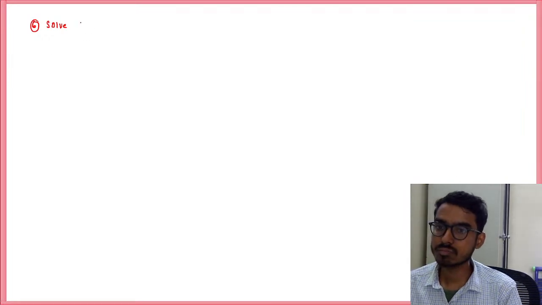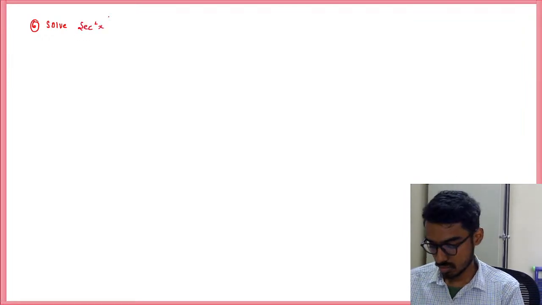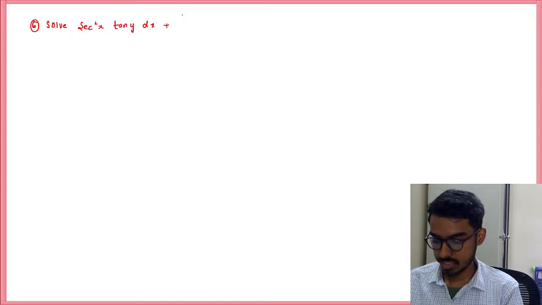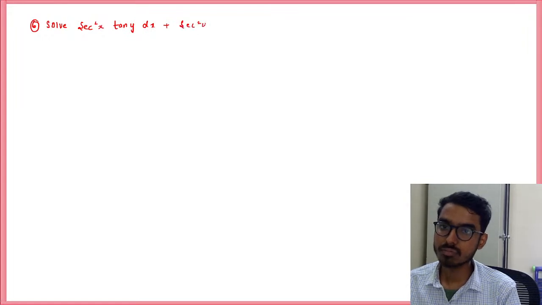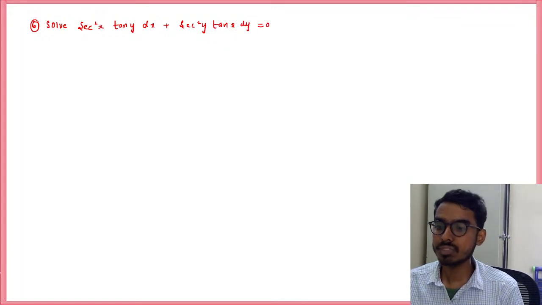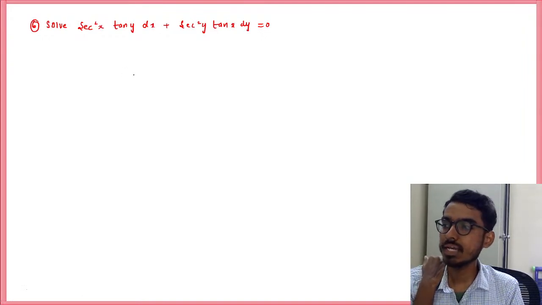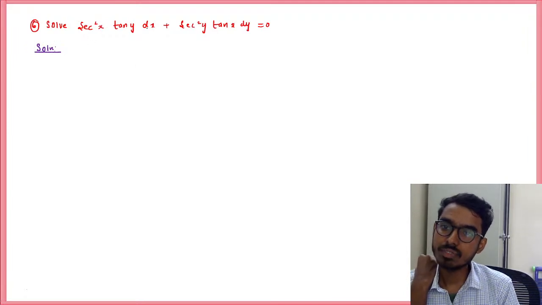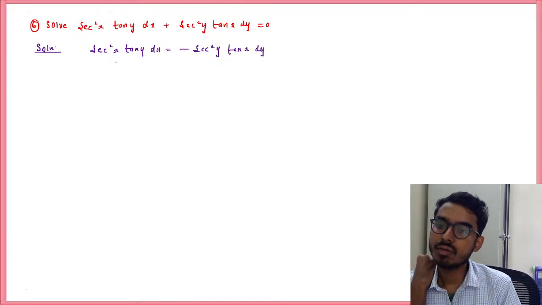Secant square x tan y dx plus secant square y tan x dy is equal to 0. So you bring x and dx to one side, y and dy to the other side. Secant square x tan y dx is equal to minus secant square y tan x dy. Let us give this.